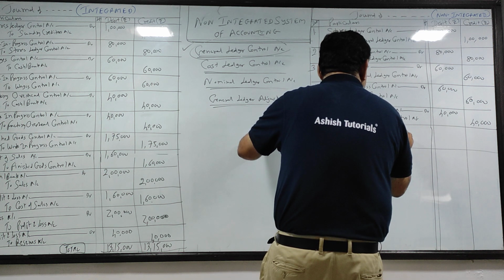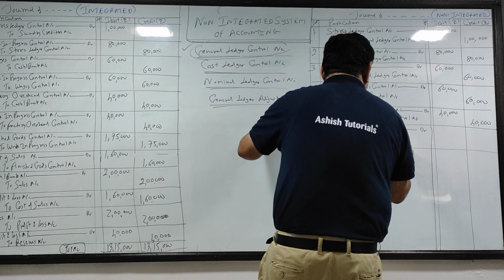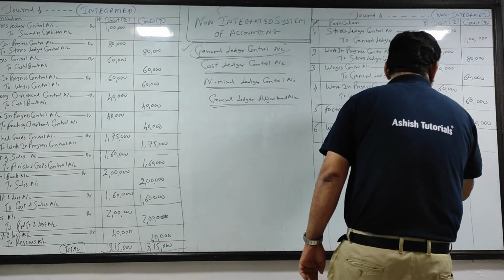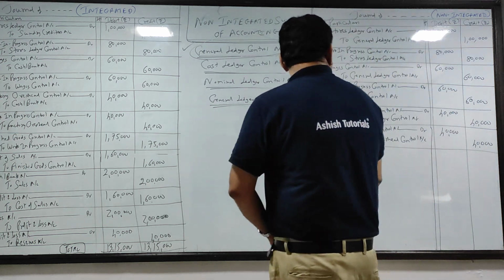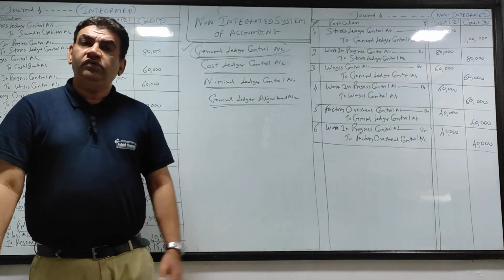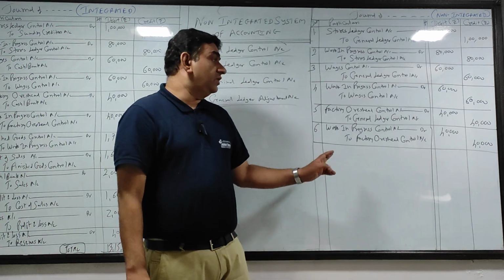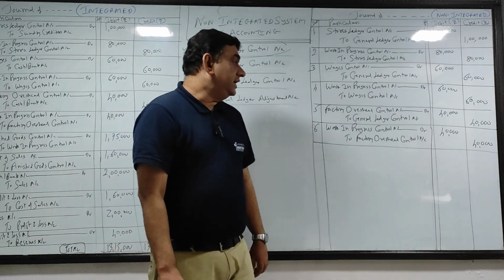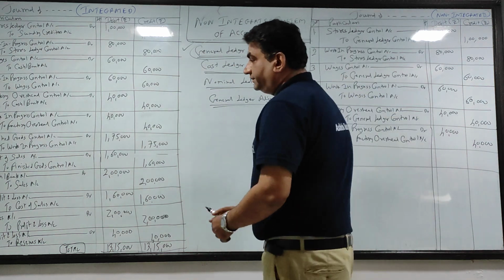Work in progress control account debit 40,000 to factory overhead control account 40,000. Work in progress control debit 40,000 to factory overhead control account 40,000. Okay, WIP control debit 40,000 to factory overhead control 40,000. Okay. Next, what is the next thing?